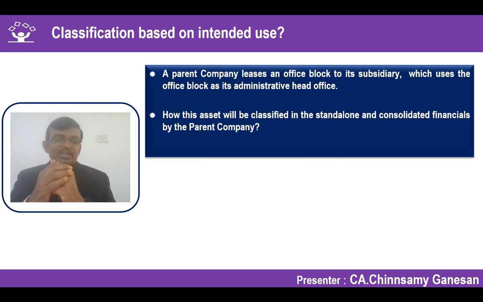When we prepare the consolidated financial statement for the group, parent standalone financial statement and the subsidiary standalone financial statement, when they are combined, what we are seeing is the group's financial statement. As far as the group is concerned, whatever premises have been taken on rent by the subsidiary and given on rent by the parent are still used for the business purposes of the group. And accordingly, it becomes property, plant and equipment from the investment property category.